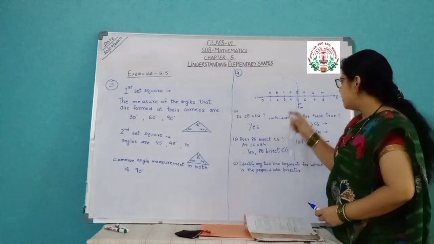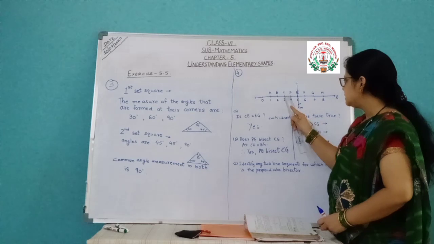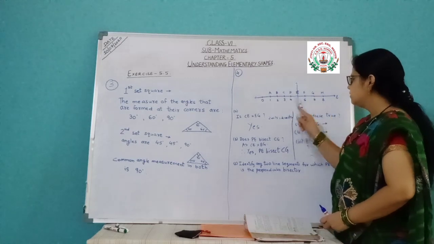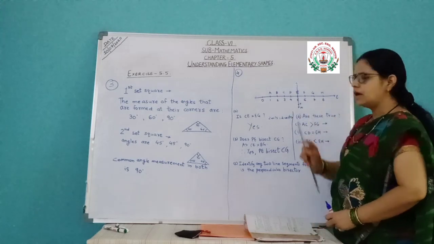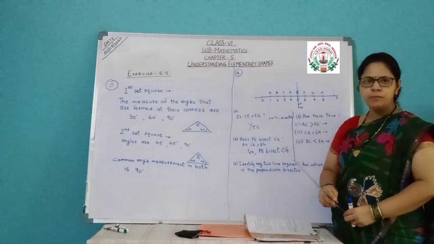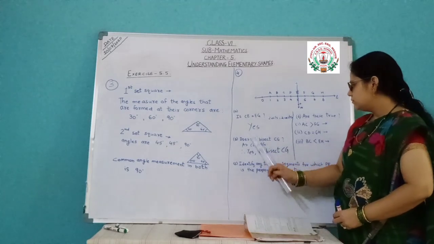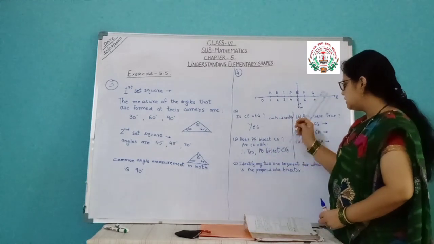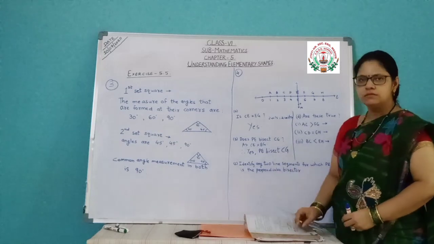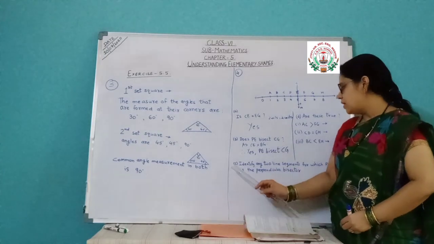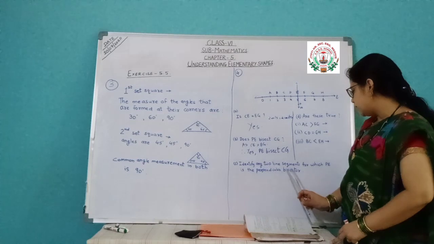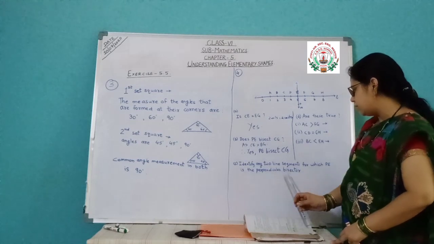This is the one part, this is the one part, CE and EG. So this is one part and this is the second part. So dividing into 2 equal parts. So therefore, PE is bisecting CG into 2 equal parts. That is clear? Now, identify any 2 line segments for which PE is the perpendicular bisector.